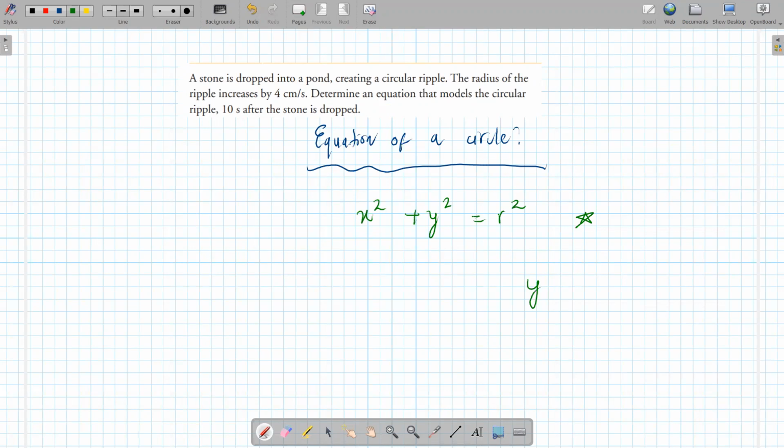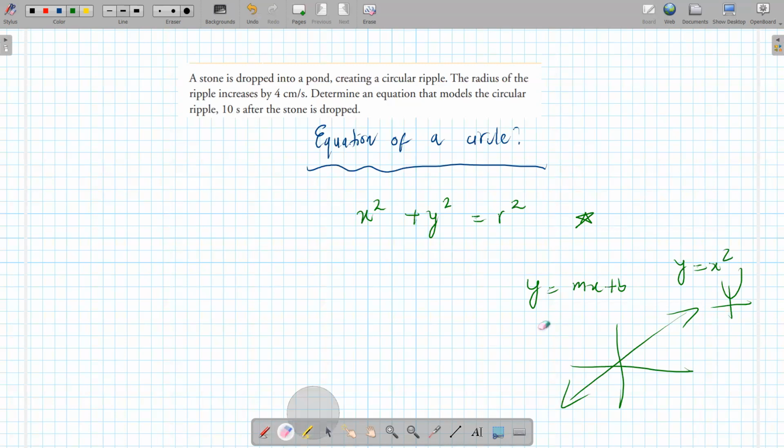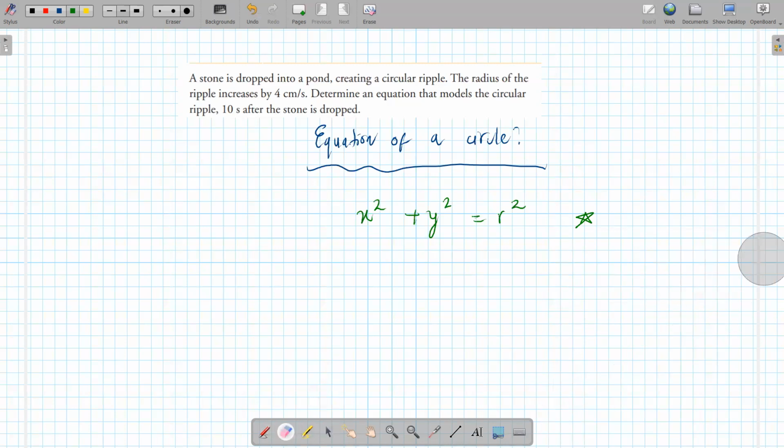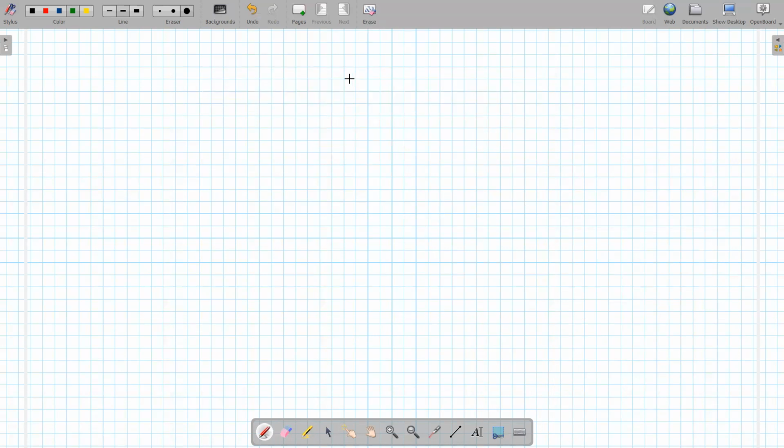Basically, you've seen y equals mx plus b, yeah? If they give you this, you're able to draw the line, right? And we've done quadratic as well, y equals x squared or something. If they give you this, we can draw a parabola, but similarly, for a circle, if they give you something in this form, you're going to be able to draw the circle itself. Here, let me give you some examples.